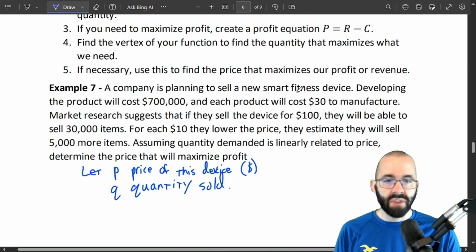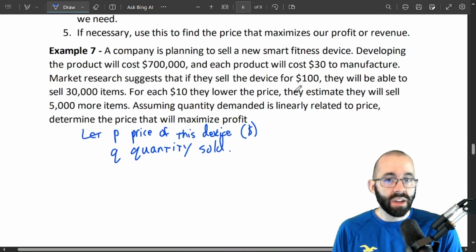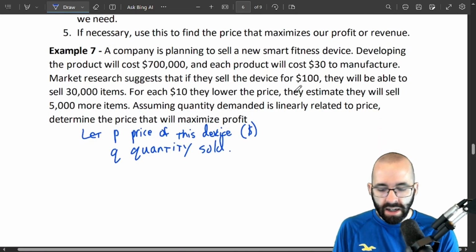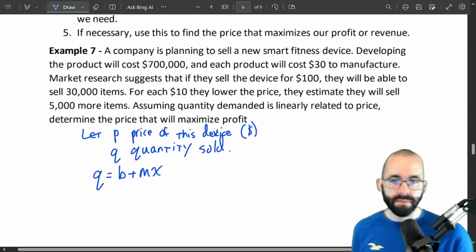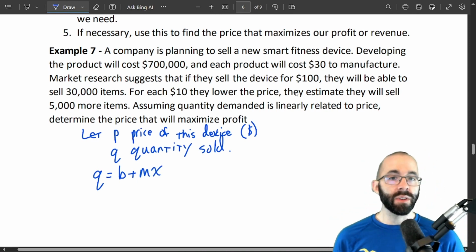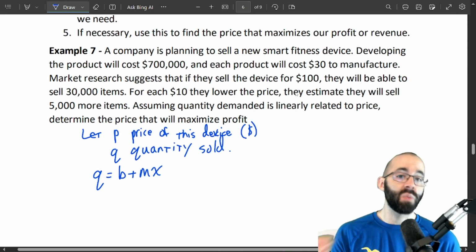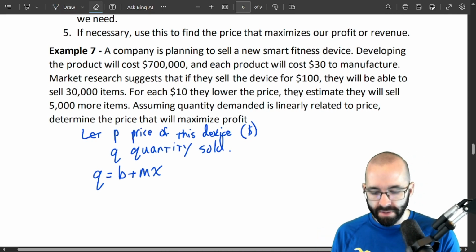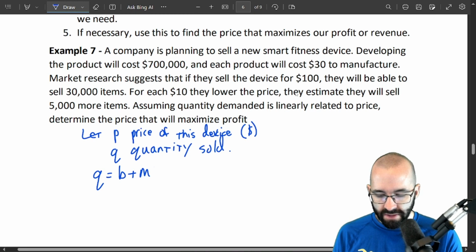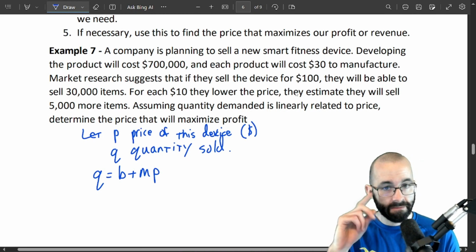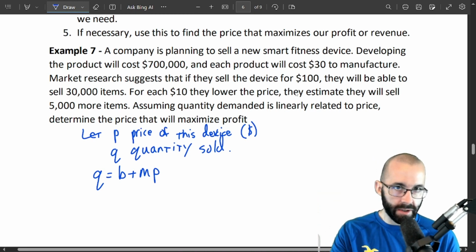So step 1 says find a relationship between these two things. It's usually going to be a line. And again, you can either solve for Q or solve for P. Doesn't matter. If it's going to be a line, Q will be B plus M times P, just like we had before. Sorry, I said X. I meant P. Doesn't matter whether you solve for P or Q.